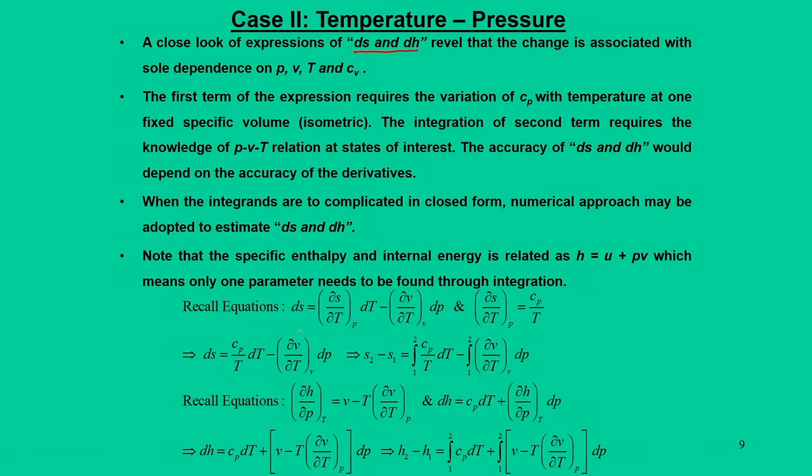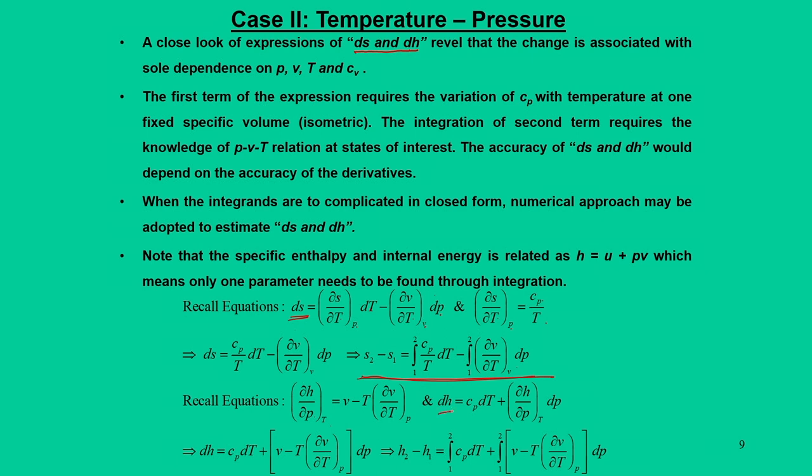From the previous slides we recall these equations. One equation is the exact differential dS equal to ∂S/∂T at constant p dT minus ∂V/∂T at constant p into dp. The second equation is ∂S/∂T at constant p equal to Cp by T. Now, putting these equations here, we find the expression for the change in entropy between two thermodynamic states: S2 minus S1 is the integral of Cp/T dT from 1 to 2 minus the integral of ∂V/∂T at constant p dp from 1 to 2. In a similar way, we recall the other equations involving enthalpy and pressure at constant temperature.